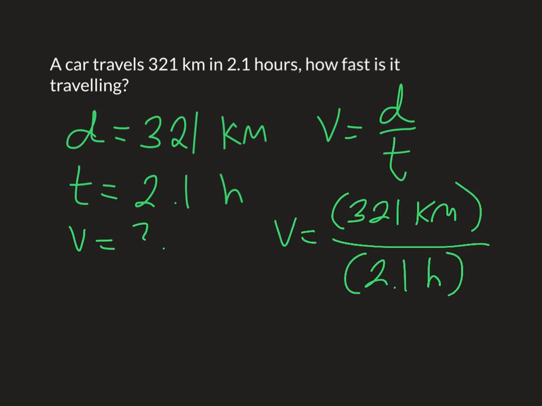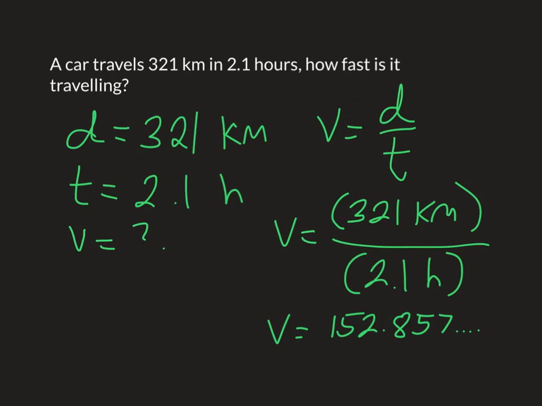I like to use brackets around them. You don't have to. It's just something that I instinctually do. I don't know why. So don't worry about having the brackets there, but I like to have them. And when I divide those 2 in my calculator, 321 divided by 2.1 is 152.857, and then a whole bunch of numbers after it.